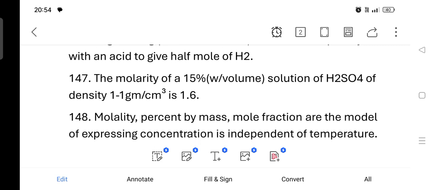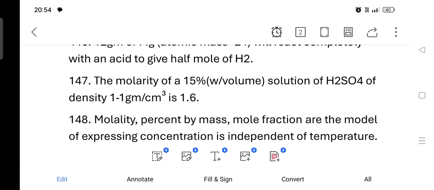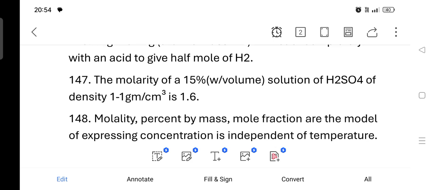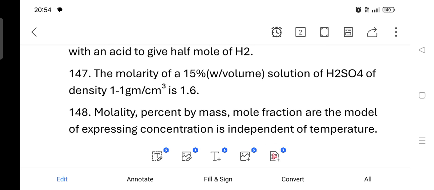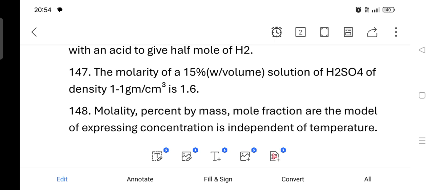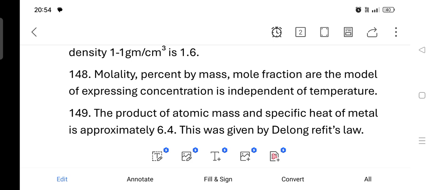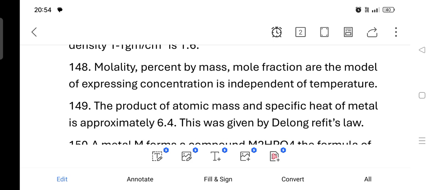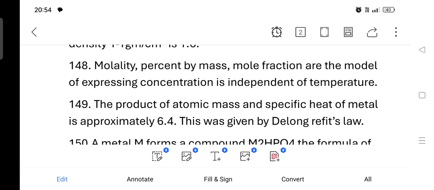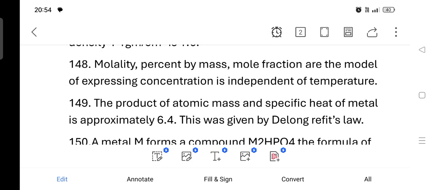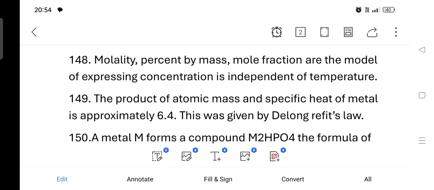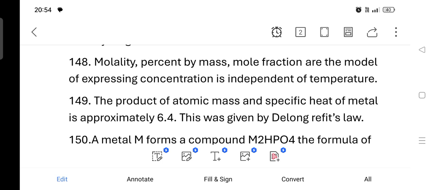The molarity of a 15% w/v solution of H2SO4 of density 1.1 gram per cubic centimeter is 1.6. Molality, percent by mass, and mole fraction, as modes of expressing concentration, are independent of temperature.